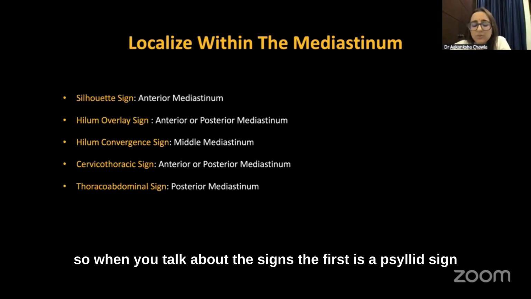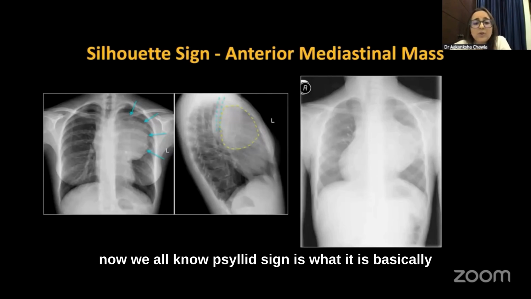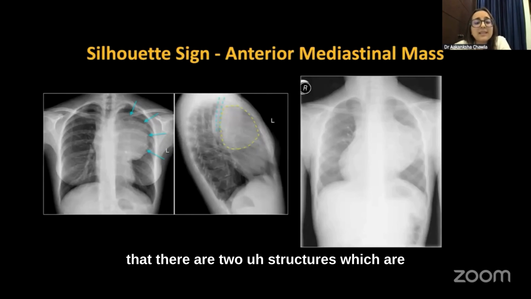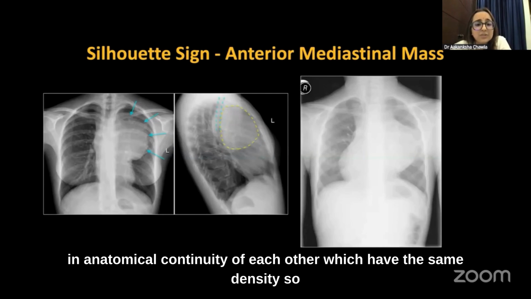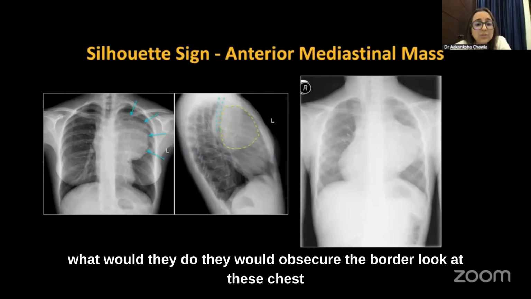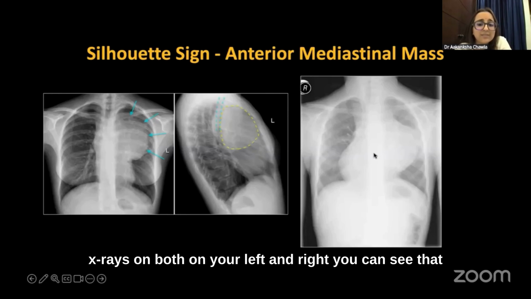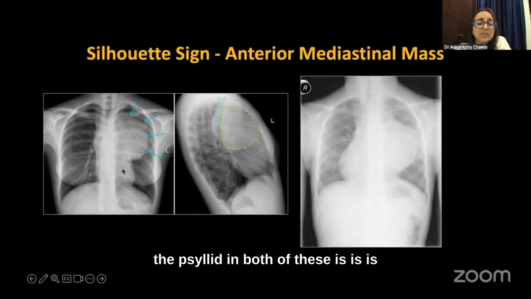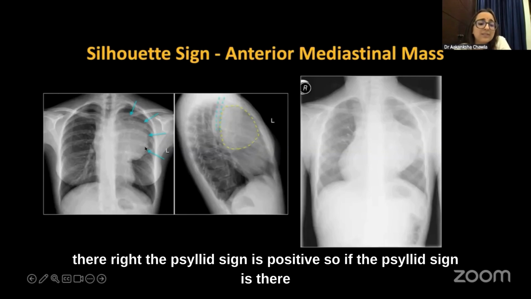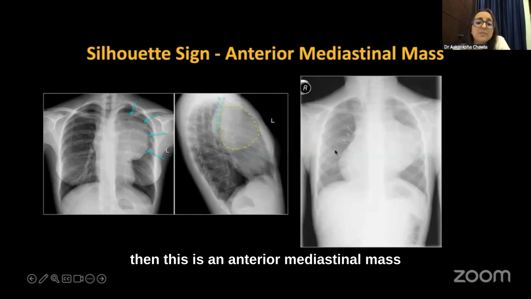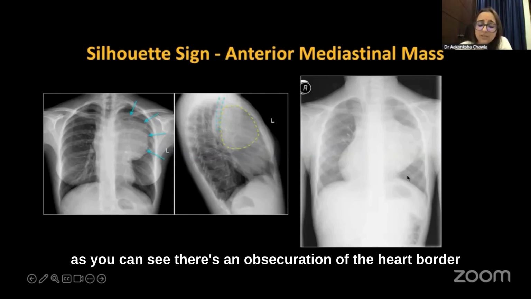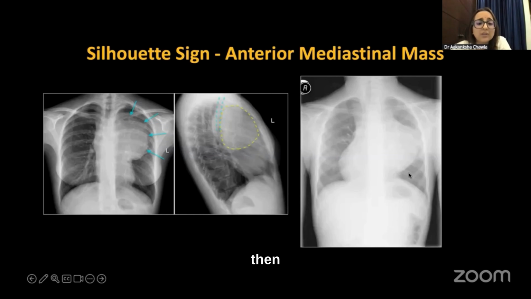When you talk about the signs, the first is the silhouette sign. Now we all know what the silhouette sign is. It is basically that two structures which are in anatomical continuity with each other and have the same density would obscure the border. Look at these chest X-rays on your left and right. You can see that the silhouette sign in both of these is positive. So if the silhouette sign is there, then this is an anterior mediastinal mass. As you can see, there's obscuration of the heart border.